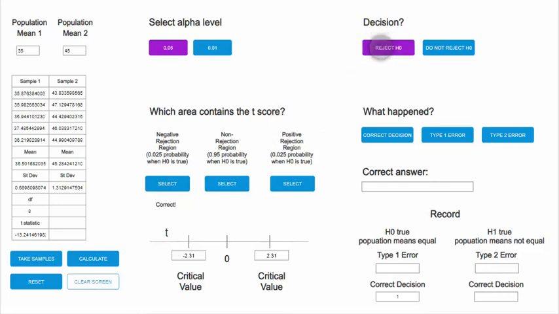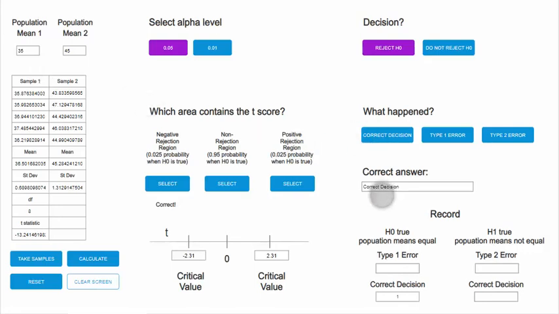Then this reveals the two population means, and they are actually different. They're 10 apart. So I rejected the null hypothesis. I rejected the possibility that the population means are equal and decided that they're different, and they are actually different. So I have a correct decision.